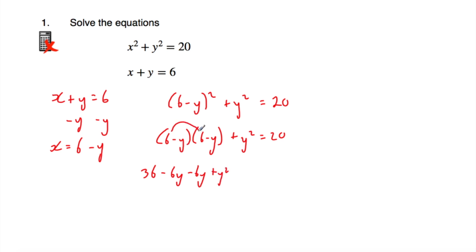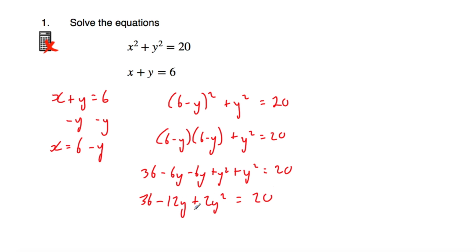So that's 6 times 6 is 36, 6 times minus y is minus 6y, minus y times 6 is minus 6y, and minus y times minus y is equal to y squared. So that's what we get when we expand those brackets. Okay, now we've still got our plus y squared. Let's not forget that y squared, and that's equal to 20. Okay, so now let's simplify this. We've got 36, then minus 6y, take away another 6y, so it's going to be minus 12y. And then we've got plus y squared, so it's going to be plus 2y squared, because y squared plus y squared is 2y squared. And that's still equal to 20.